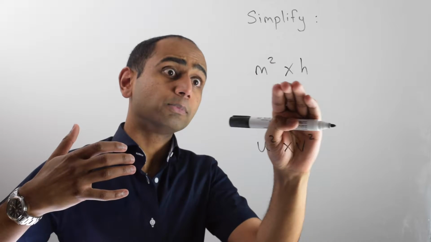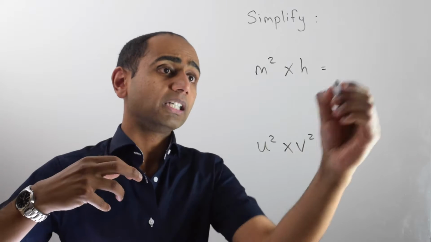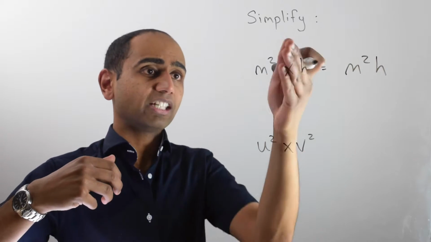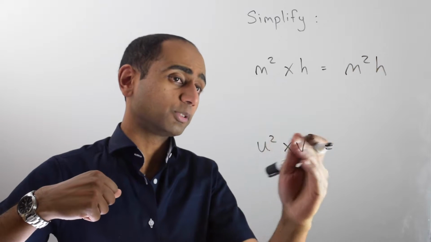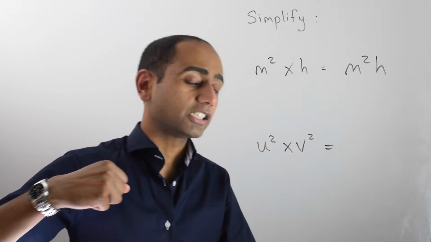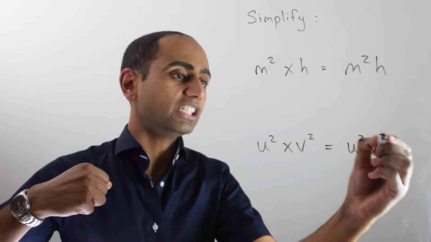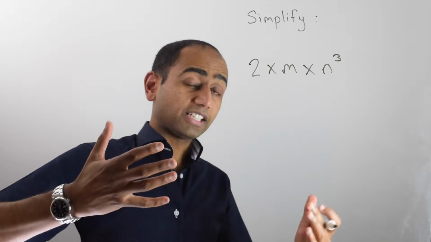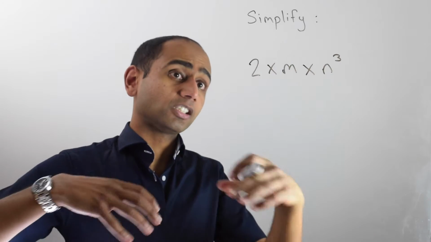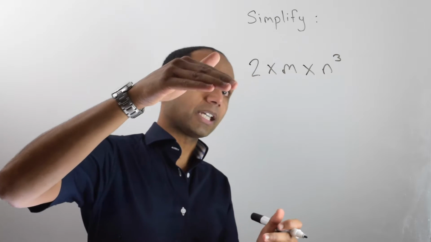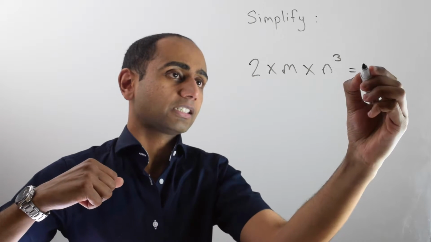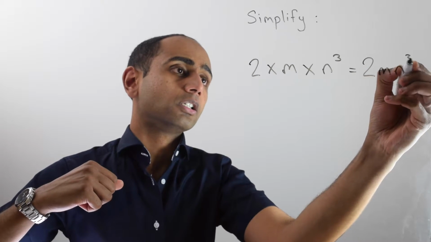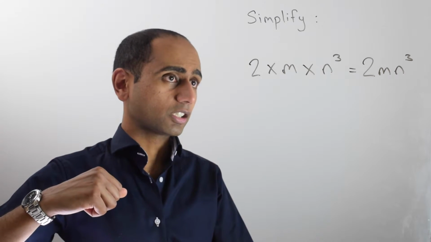In this example, I've got m squared times h. That's simply going to be m squared h. I'm leaving out the multiplication sign. In this example, I've got u squared times v squared. In algebra, we can leave out the multiplication sign, so I get u squared v squared. It's that simple. In this example, I've got a number and some letters, and I'm multiplying by that number, so the number needs to be at the front, which it is in this case. So I can simply write this without the multiplication signs as 2mn cubed. I'm just leaving out the multiplication signs.